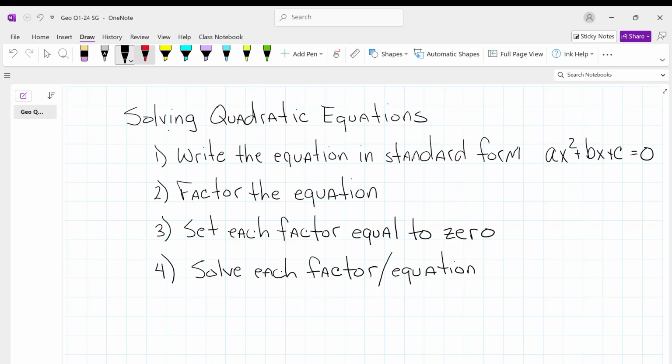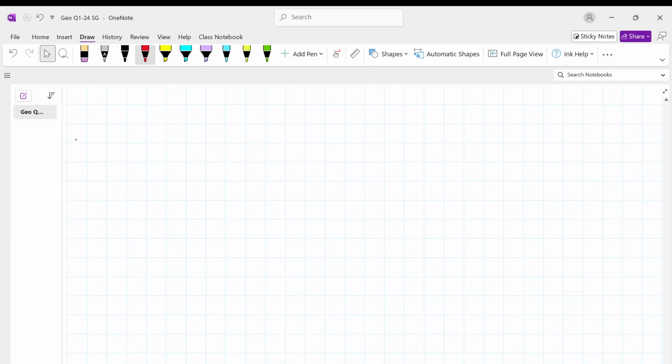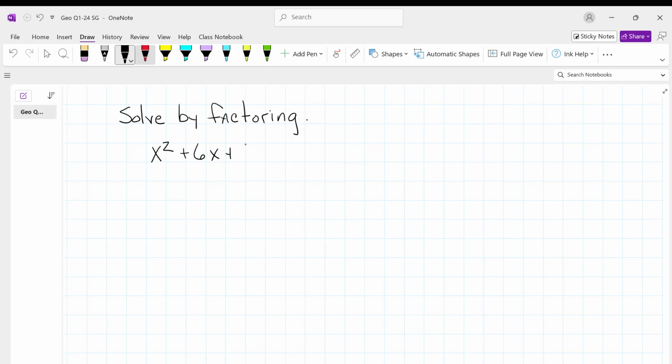All right, so let's take a look at a problem like if you're asked to solve by factoring. And let's say you've got x squared plus 6x plus 8 equal to 0. So the first step is to factor.